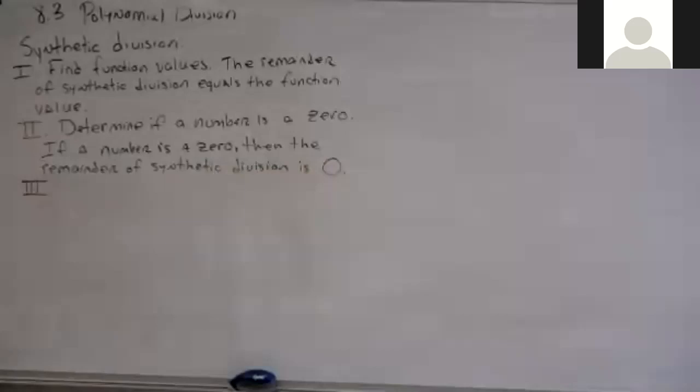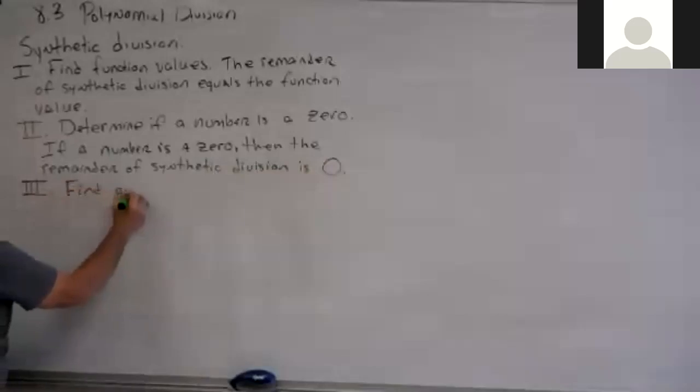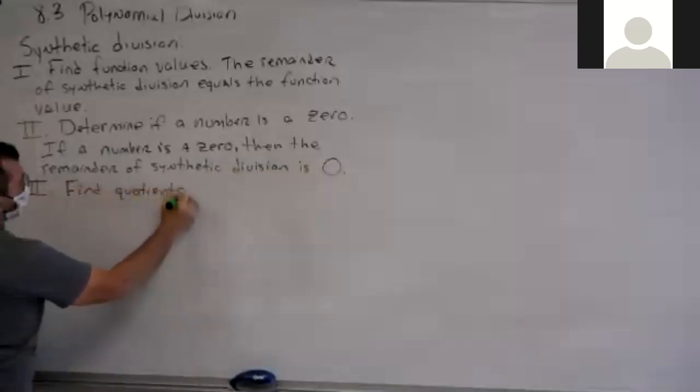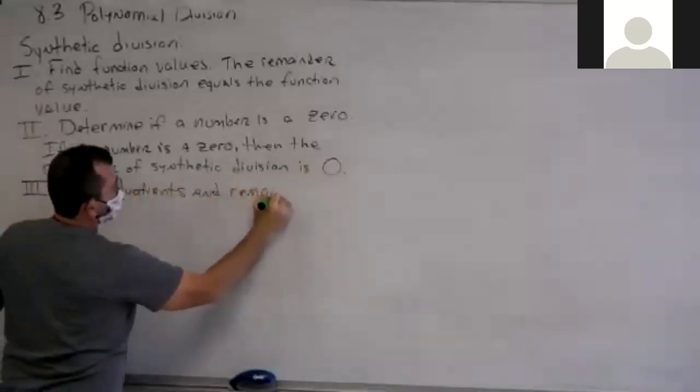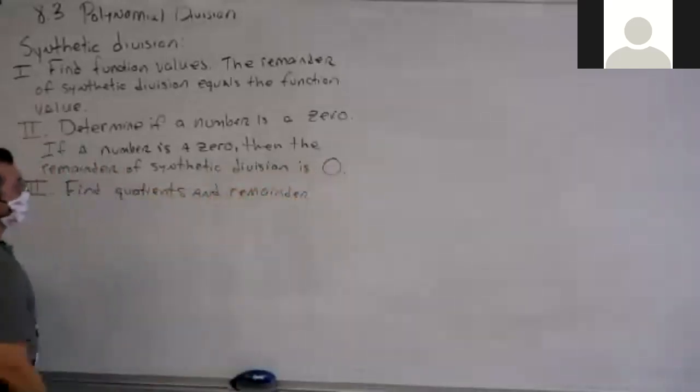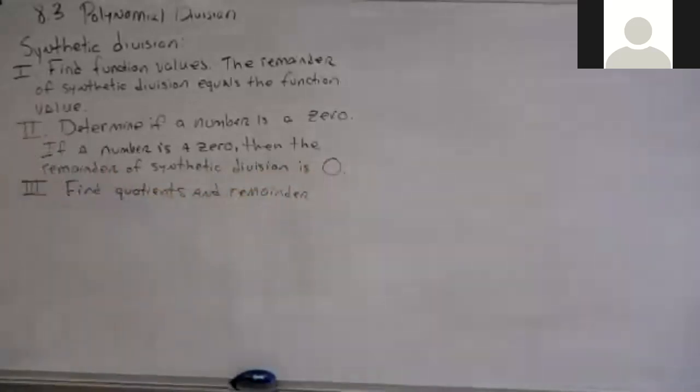Now, if you've got support class along with the college algebra, this third method you'll be doing in it is to find a quotient and a remainder. So I can find quotients and remainders. Okay, so in college algebra, we're just going to focus on function values and then determining if it is a zero or not, okay?